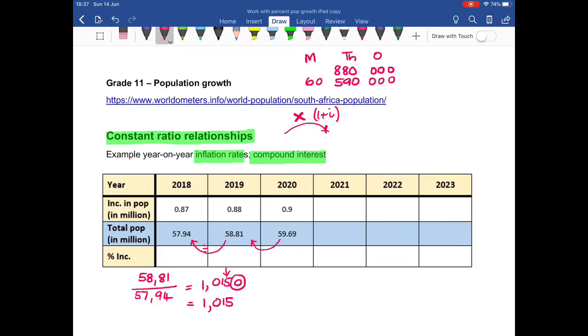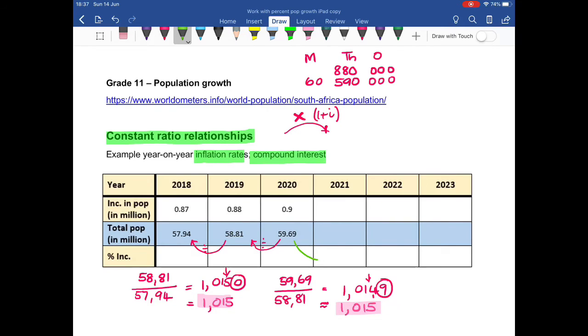If I took 59,69, now I want to see if I divide these two, if I get the same value, and if I do, then I know what I would have to multiply to get the following years. So we're going to take 59,69 million divided by 58,81 million. And if we do that, you will see you get 1,0149. I'm rounding to 3 decimal places. I look at the neighbor, which is 9. Remember, 5 or more, let it soar. So I'm going to add 1 onto the 4. So it's 1,015. And now you will see that these two are the same.